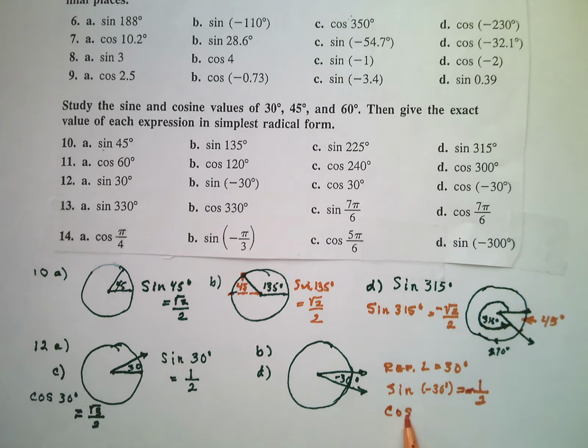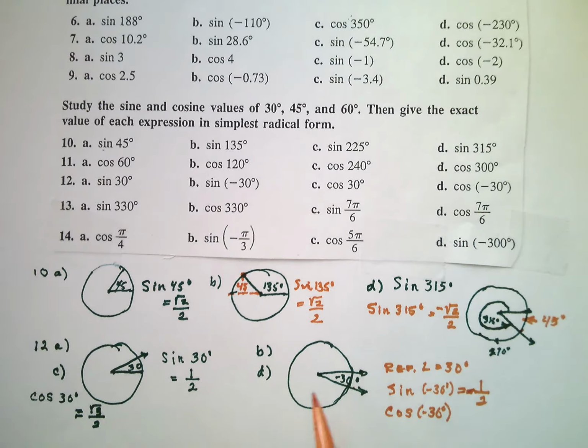Okay, the cosine of negative 30 is going to have to be the same as the cosine of positive 30. We'll just have to decide at that location, is it a positive value or a negative value? Cosines are the x's. We are over to the right of the origin, so the cosine of negative 30 is going to be a positive square root of 3 over 2.